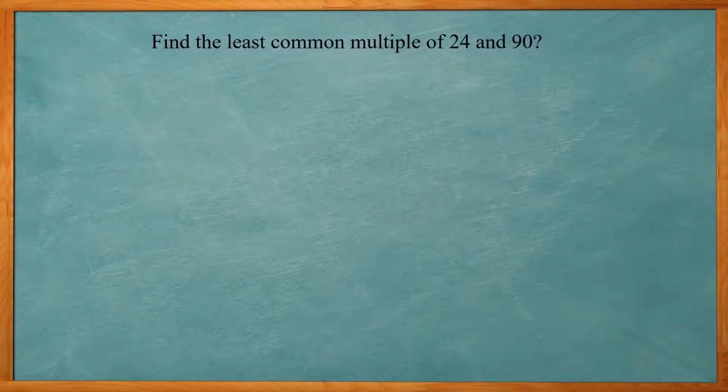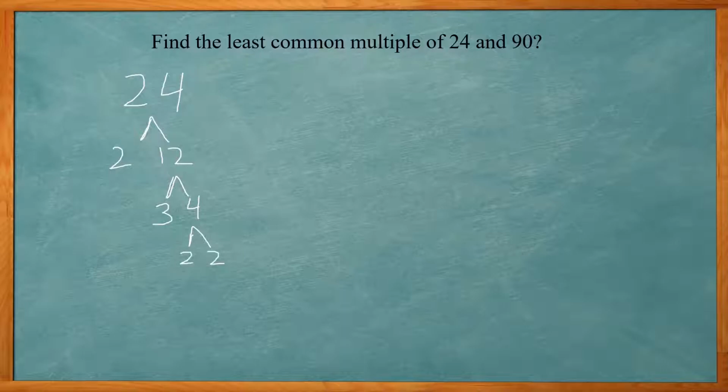So in this example, we want to find the least common multiple of 24 and 90. Again, I want to find the prime factorization. So 24 can be 2 and 12. 12 can become 3 and 4. And 4 is 2 times 2. So I have 3, 2, 2, 2, so 2 to the third times 3 to the first.